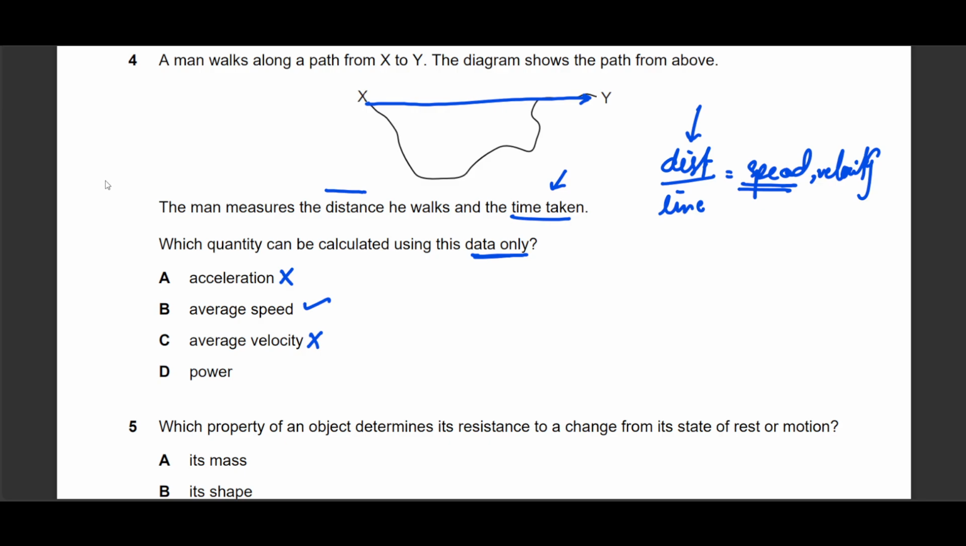Now, since he's talking about the total time taken, right? There will be the involvement of the term average, because average requires the total distance divided by total time. Power has no meaning over here. That is the amount of energy or the work done divided by time taken. There is nothing of that sort mentioned, at least over here. So option B seems to be the right answer.